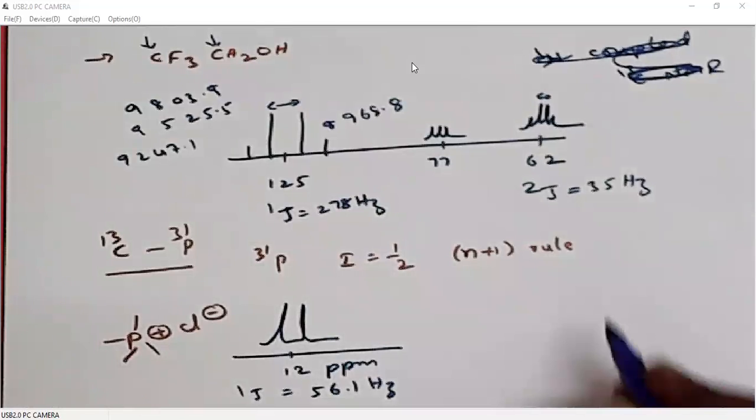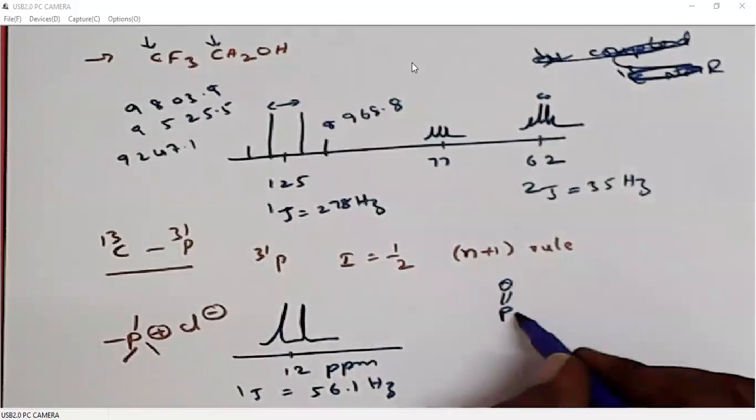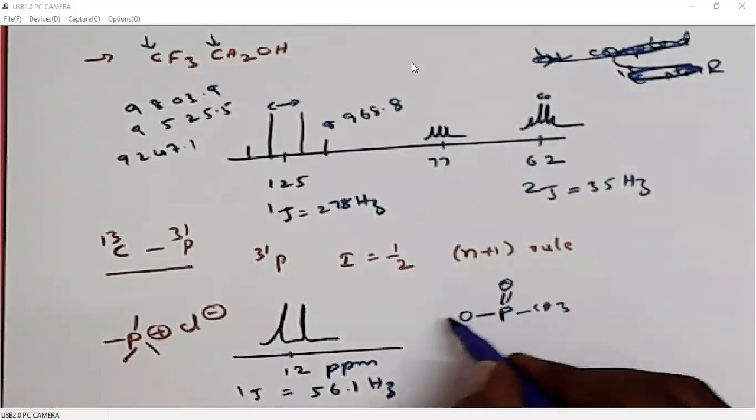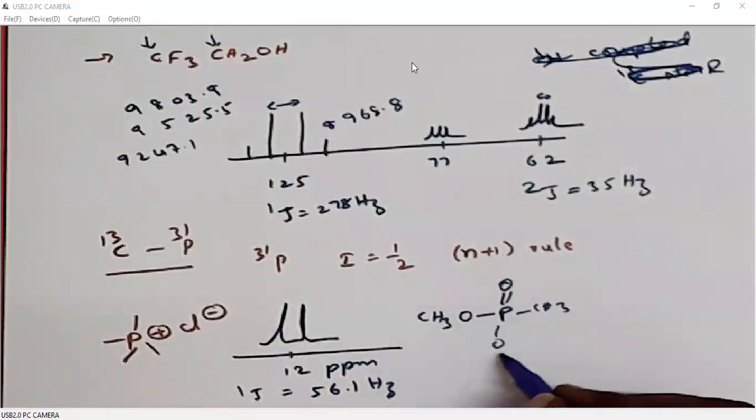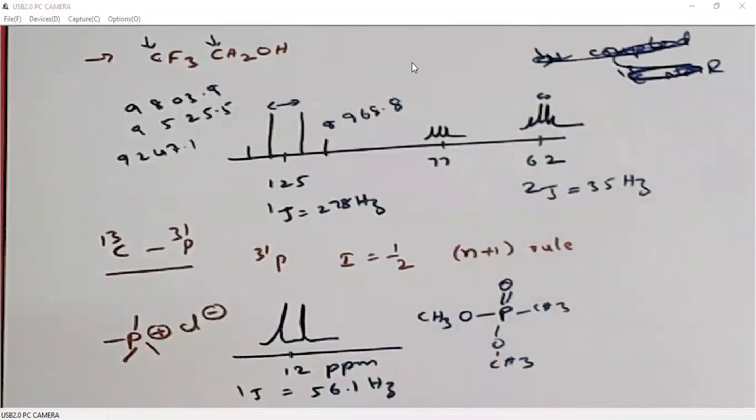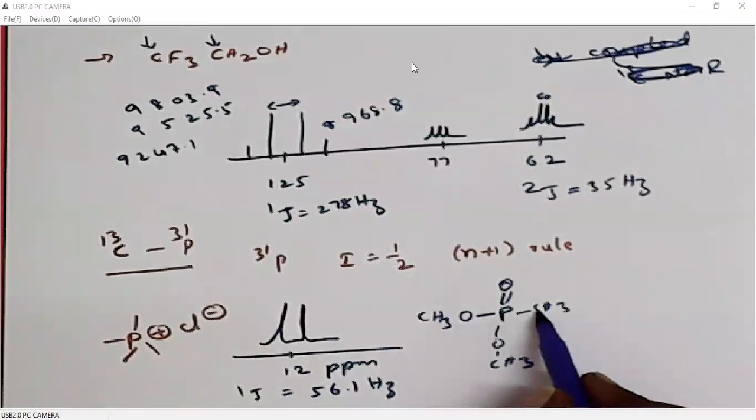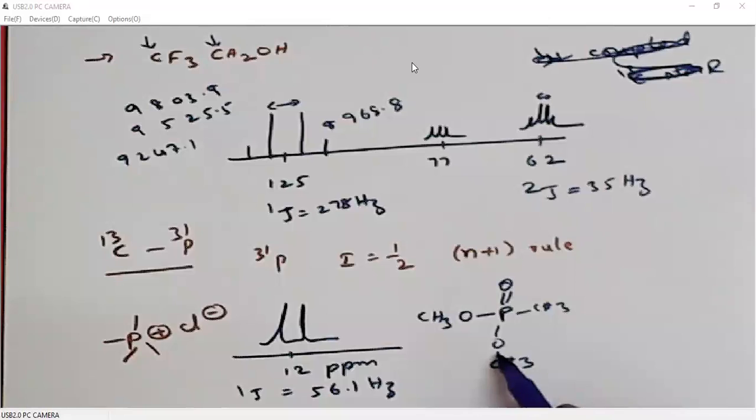I'll give you one more example. In this molecule, we can expect two signals, one for this carbon, one for this carbon. Since these two are equivalent, we will get only one signal. Here, this carbon is directly present on phosphorus, so we can have a large coupling constant value, whereas this carbon is two bonds away. So it is a one bond coupling, this is a two bond coupling, so we expect a small coupling constant.